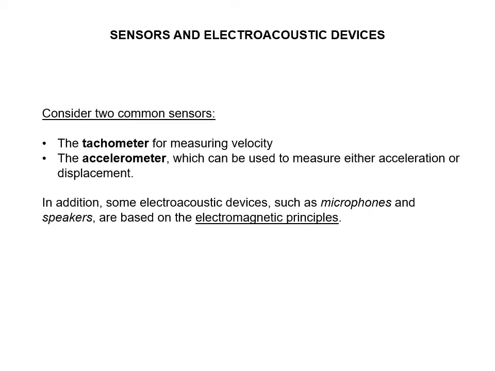So if we're talking about sensors and electroacoustic devices, we want to consider two common sensors. Two of the sensors we're going to look at specifically are the tachometer for measuring velocity and the accelerometer, which can be used to measure either acceleration or displacement. We'll get into a little bit more detail with that. In addition, some electroacoustical devices such as microphones and speakers are going to be based on these electromagnetic principles.